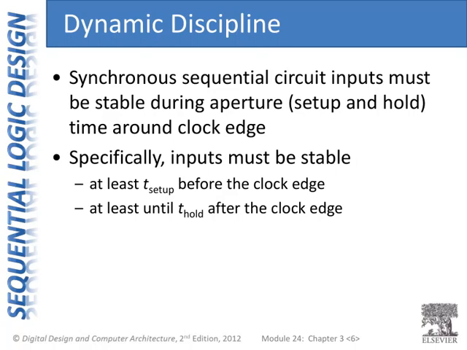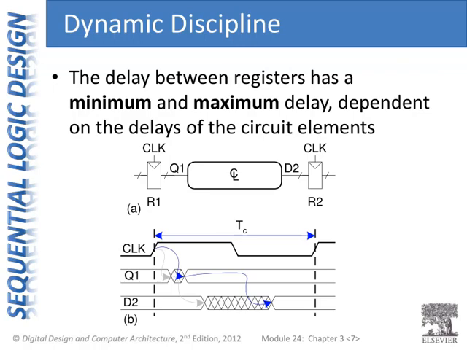So overall, this dynamic discipline says that for synchronous sequential circuits, the inputs must be stable during the aperture time. We already talked about that. Specifically, they have to be stable at least a T setup, a setup time, before the clock edge, and a hold time after the clock edge. Okay, so let's take a look at this. Here's a picture of some register R1, some combinational logic, and another register R2.